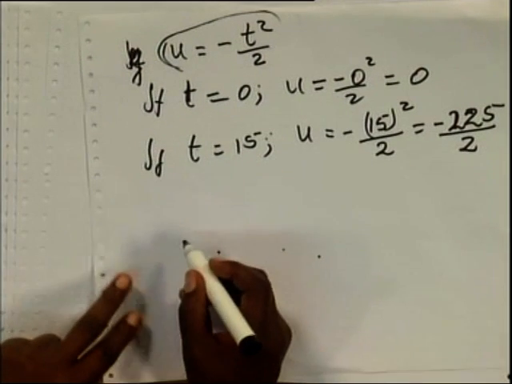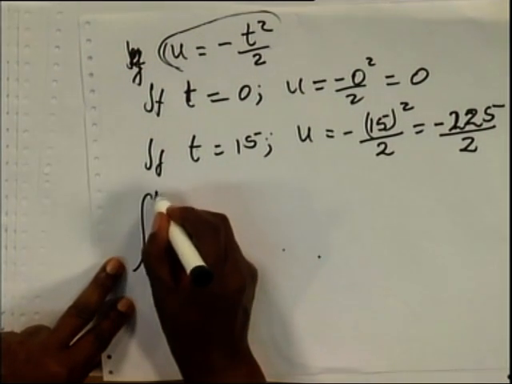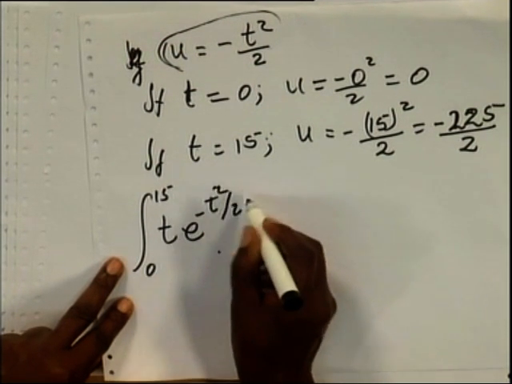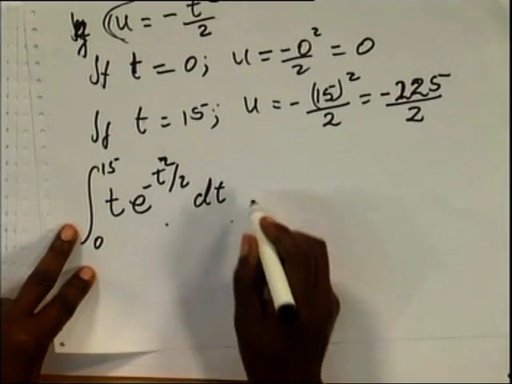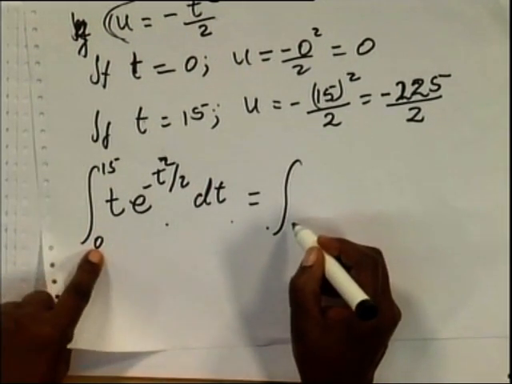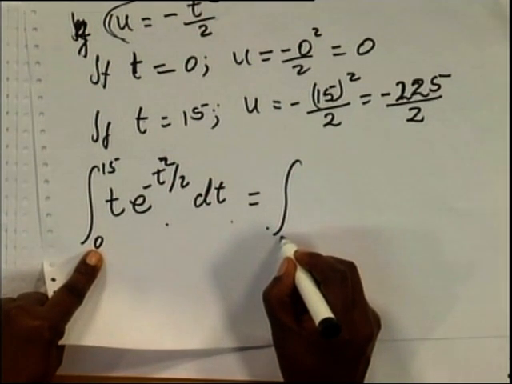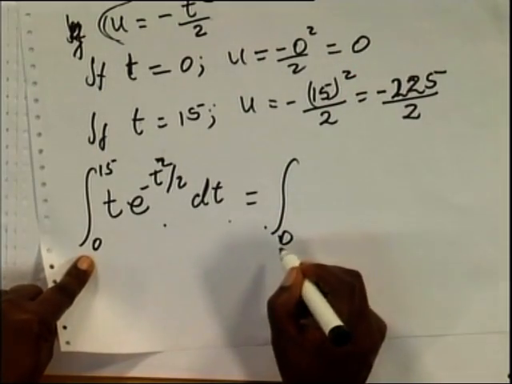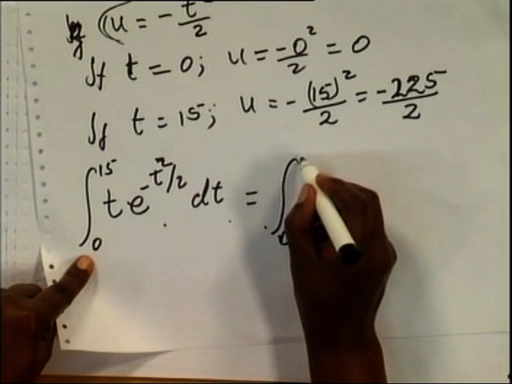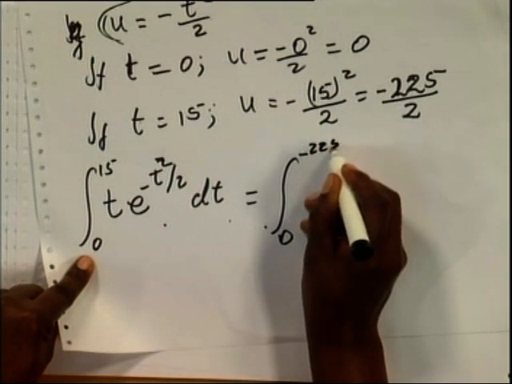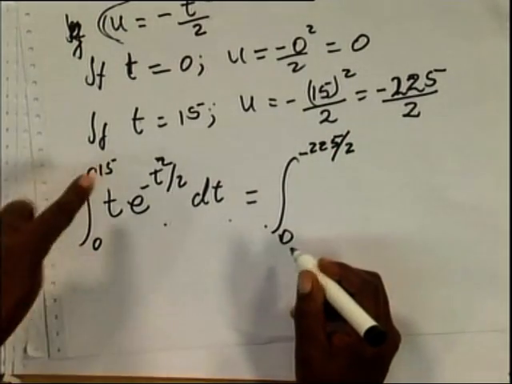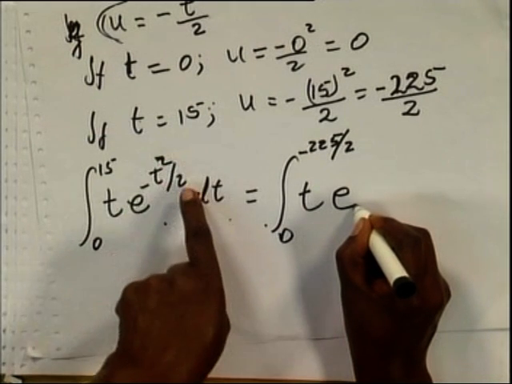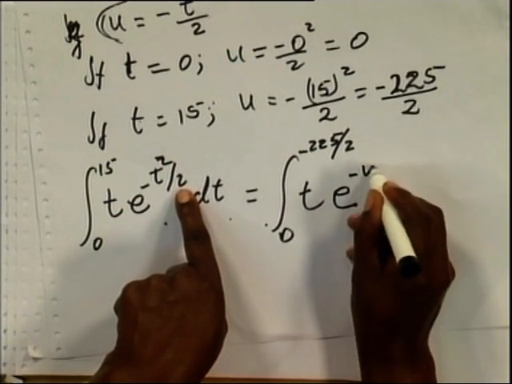Now I go back and write my integral. Now the integral from 0 to 15 of t e to the power minus t squared over 2 dt is now written as the integral. I'm changing the limits here now. If t is 0, this one is 0. If t is 15, I end up having minus 225 over 2. Now my t stays there, my e stays there, my minus t squared over 2 became my u, so it's going to be minus u.